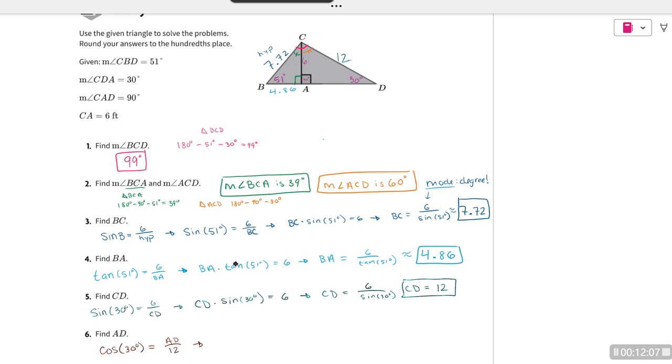Okay, so I'm going to multiply by 12 to get AD by itself. So 12 cosine of 30. And again, you actually could use exact values for this, but it does tell us we can round to the hundredth place, so I will do that one. So we'll put this into our calculator.